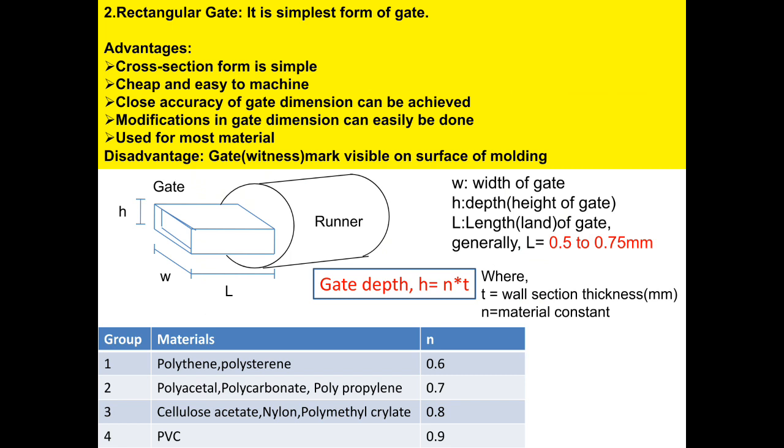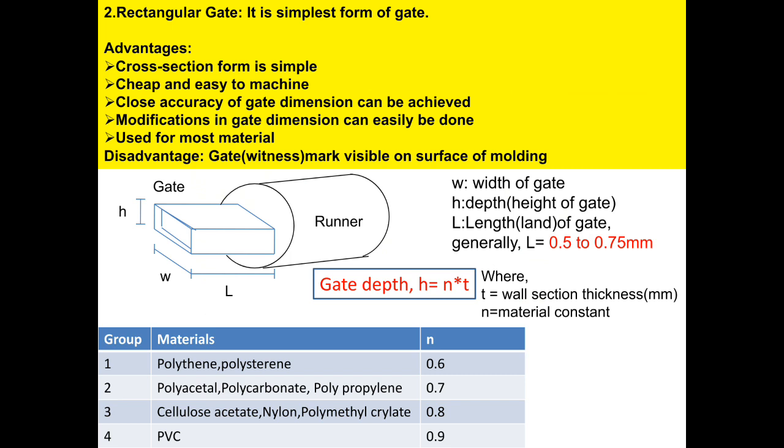From the sketch you can observe there is a runner, and at one end of the runner there is a gate, a rectangular cross sectional gate. You can observe the height of the gate or depth of the gate, H, width of the gate, W, and L, the length of the gate. W is the width of the gate, H is the depth, height of the gate, and L is the length or land of the gate. Generally, L is equal to 0.5 to 0.75. So this is the general value of the gate.